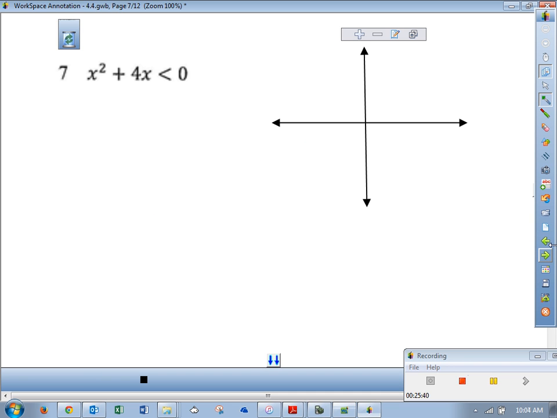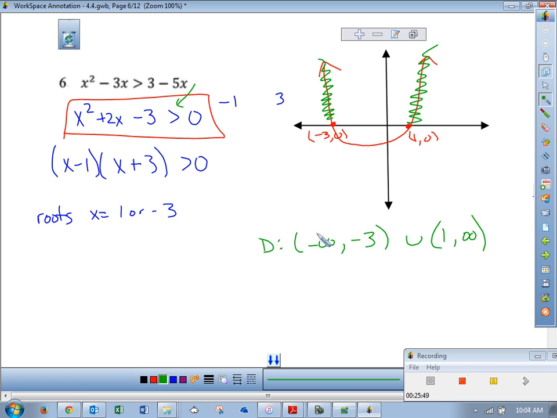Let's try another one. This is a quadratic, correct? And it's an inequality. Yes? Oh, thank you. We're supposed to do both notations. My bad. How many answers are there? 2 or 1? How many different intervals are there? 2 or 1? 2. So what we do is we do it in set notation also.